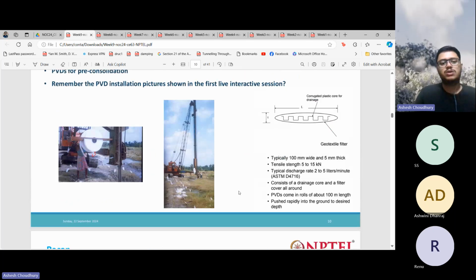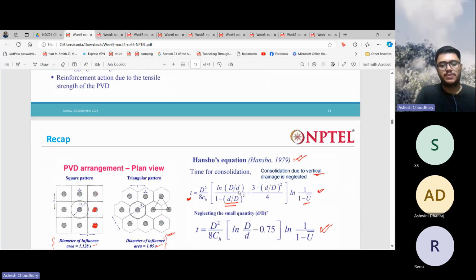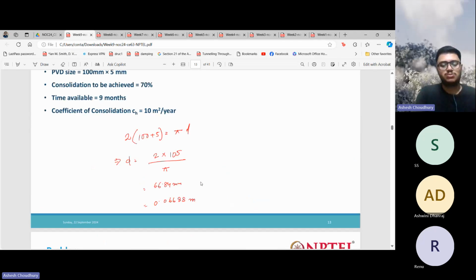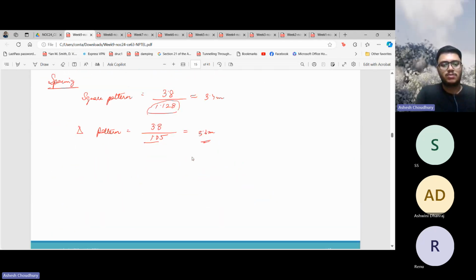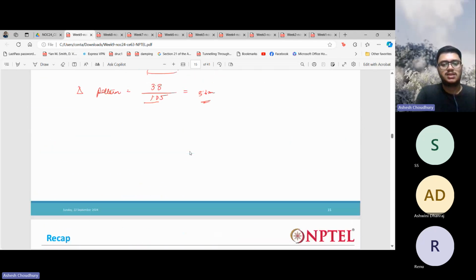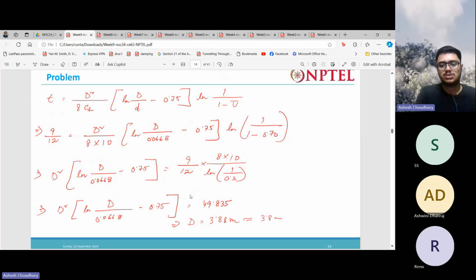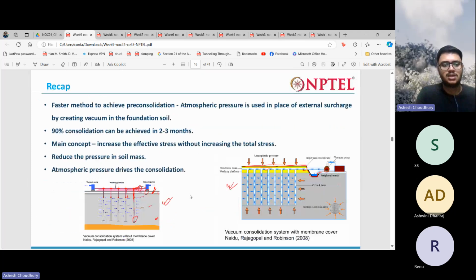Then we have one more thing similar to sand drains, the PVD or prefabricated vertical drains. I'm not going to repeat it again. Using PVDs also we solved this problem. We decided the spacing, and there are things you should consider, the spacing and the pattern, how to choose the pattern. All these things we had discussed. I'm not going to repeat it.